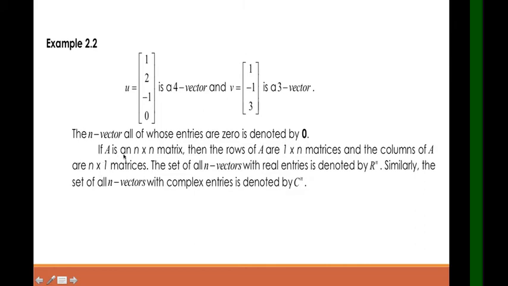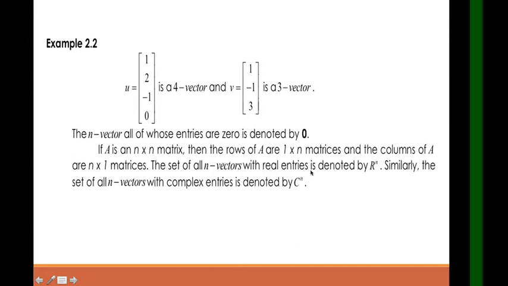If A is an n by n matrix, then the rows of A are 1 by n matrices, and the columns of A are n by 1 matrices. The set of all n vectors with real entries is denoted by R raised to n. And then, similarly, the set of all n vectors with complex entries is denoted by C raised to n.